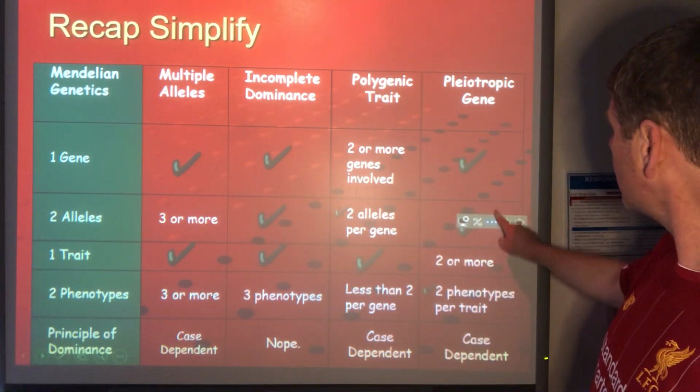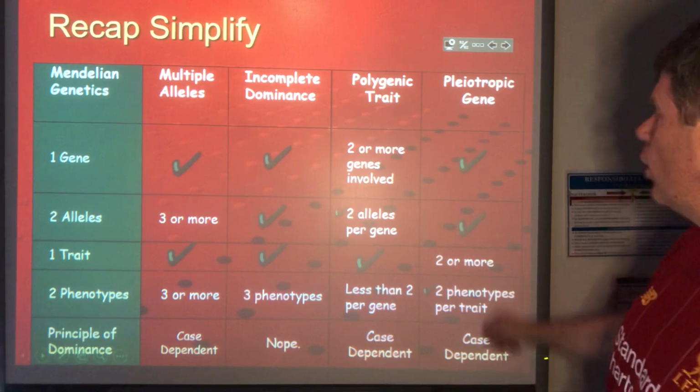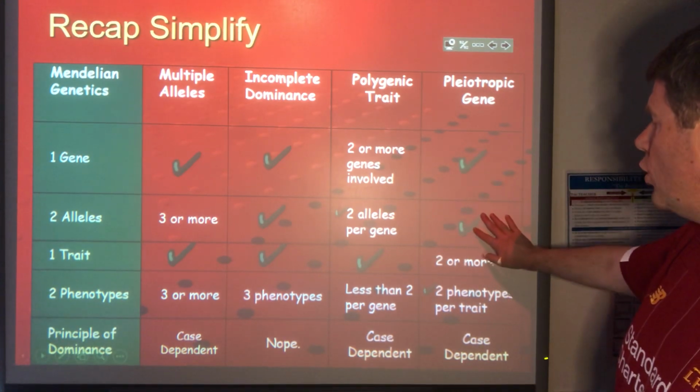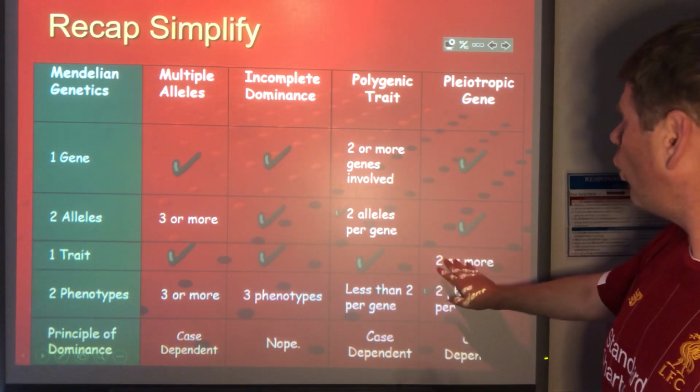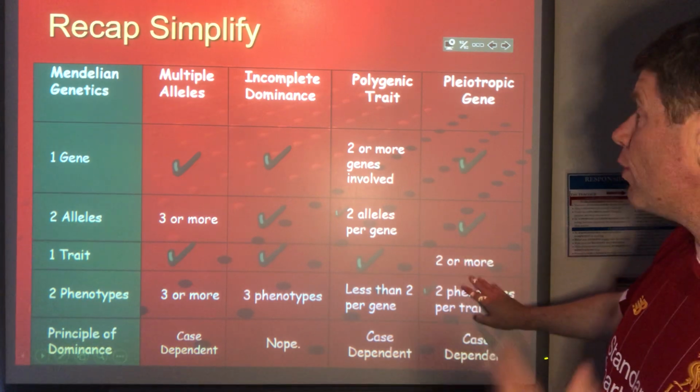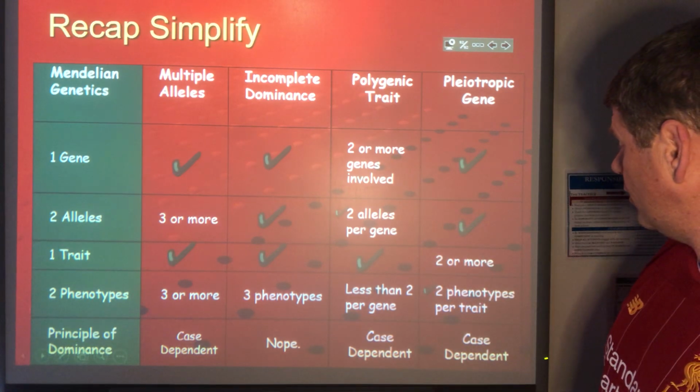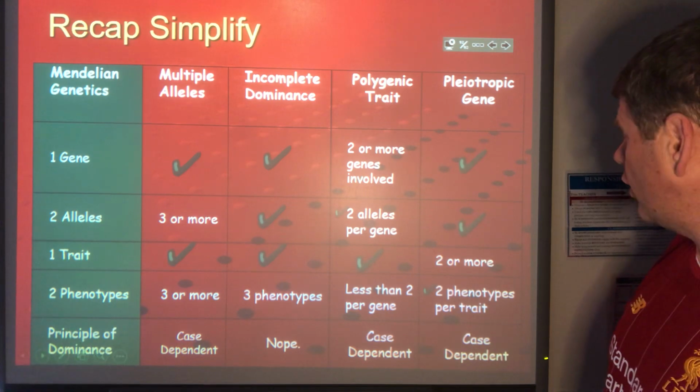And then lastly, it's the pleiotropic gene, where again, it's one gene, there's only two alleles, but two or more traits are affected by that one gene. Okay, and again, case dependent on the dominance.